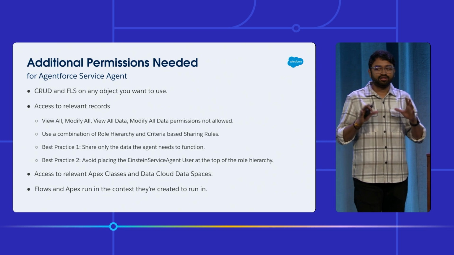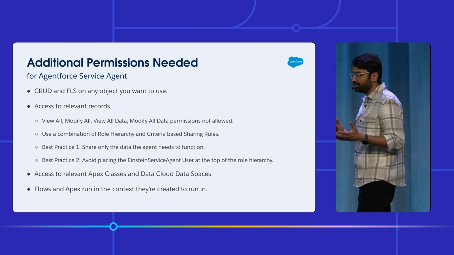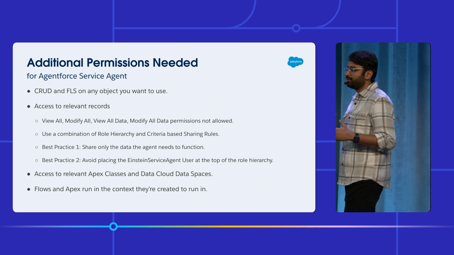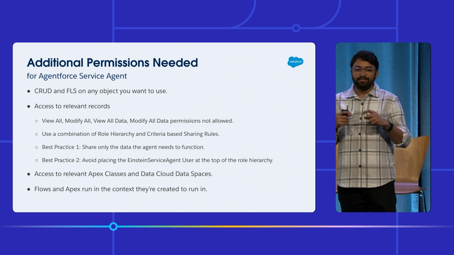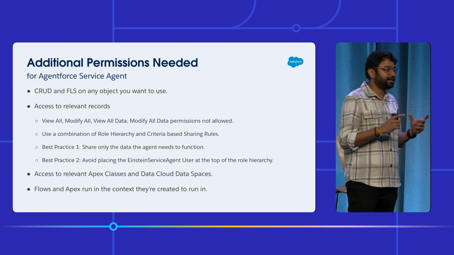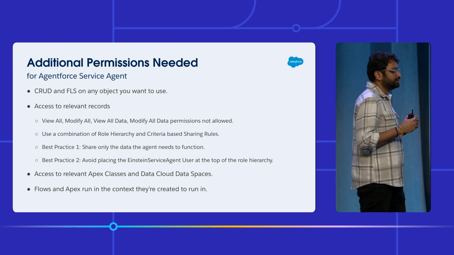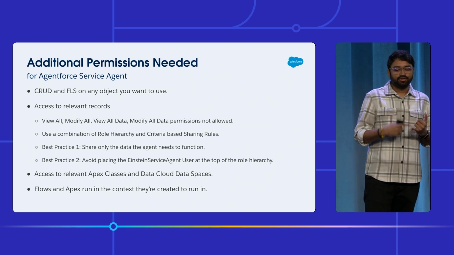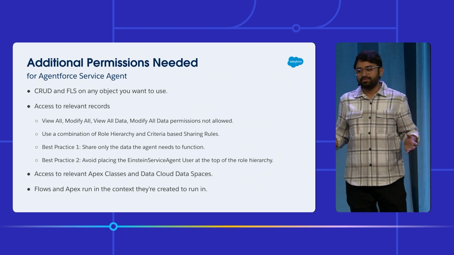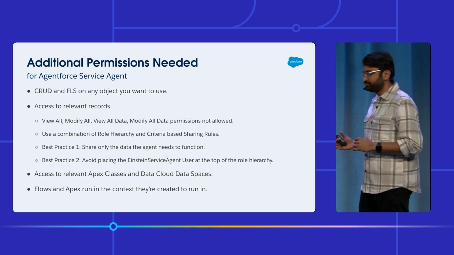So next, you know who the running user is. You know what are the default permissions that you need to give that running user. But what about additional permissions? Now remember that dedicated permission set that gets created for every agent. What access do you need to give? So bare minimum, you need CRUD and FLS on any object that the agent will work with.